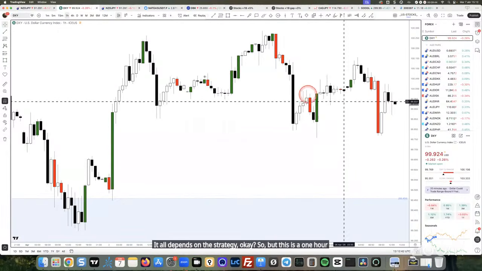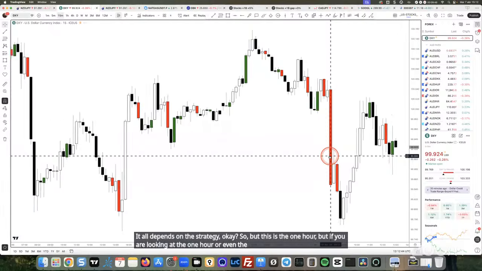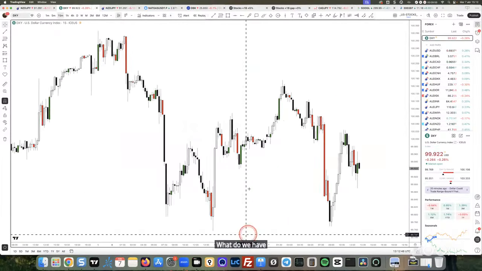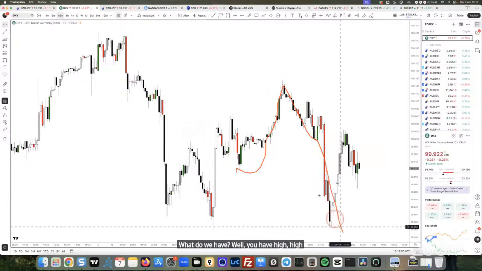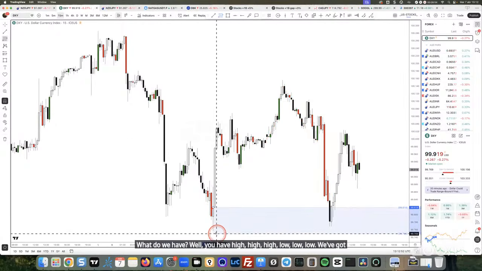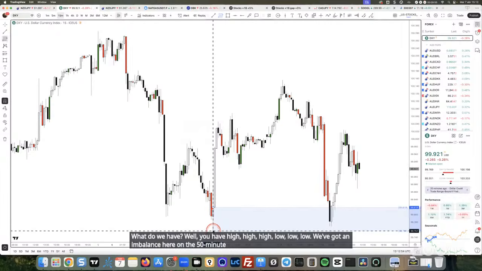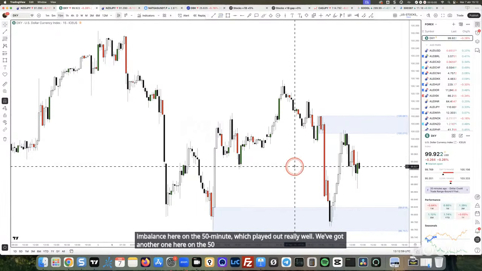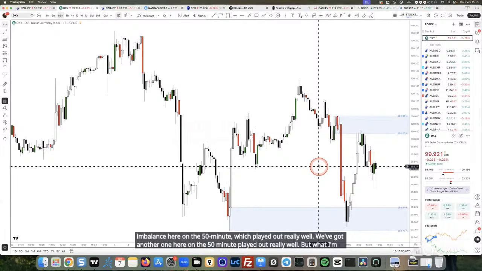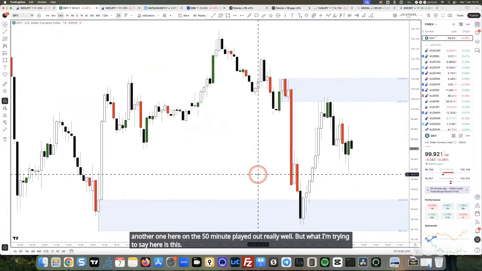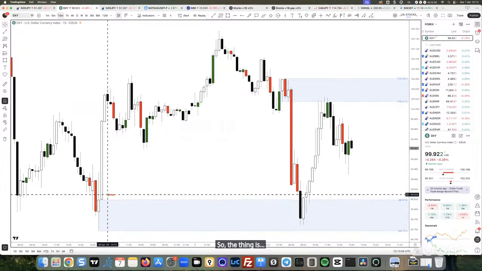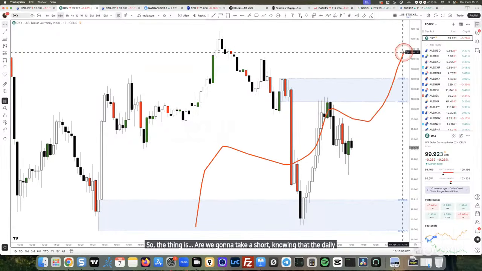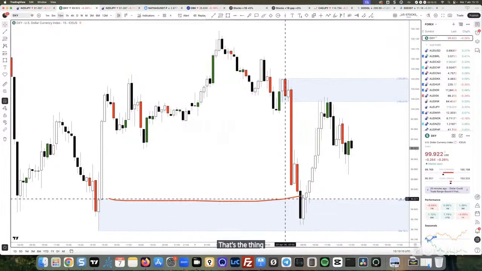But if you are looking at the 1 hour or even the 15-minute chart, what do we have? Well, you have high, high, high, low, low, low. We've got an imbalance here on the 50-minute, which played out really well. We've got another one here on the 50-minute that played out really well. But what I'm trying to say is this: are we going to take a short knowing that the daily is in an uptrend? That's the thing. Are we going to take a long?